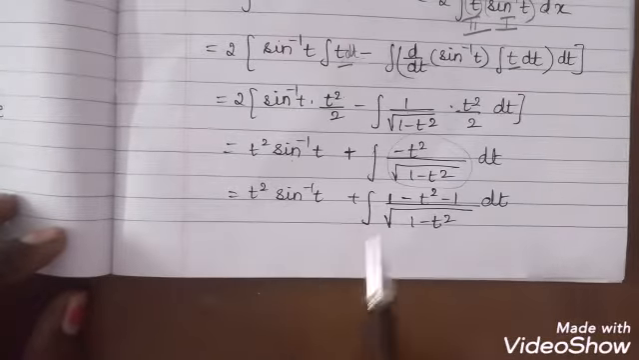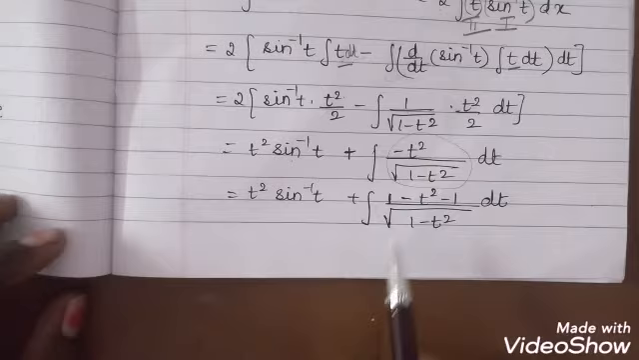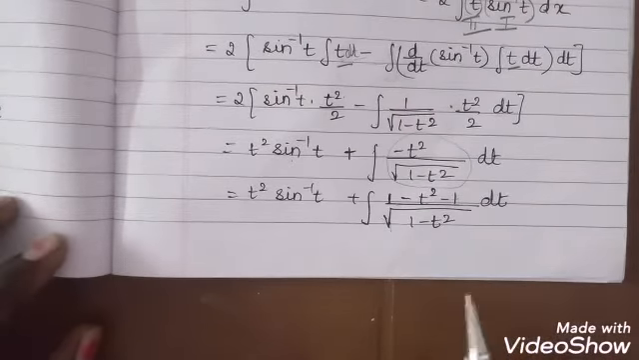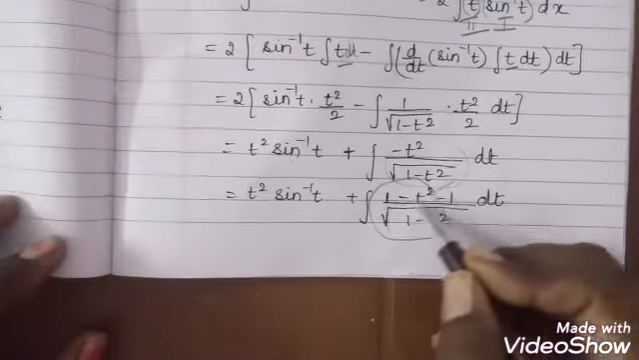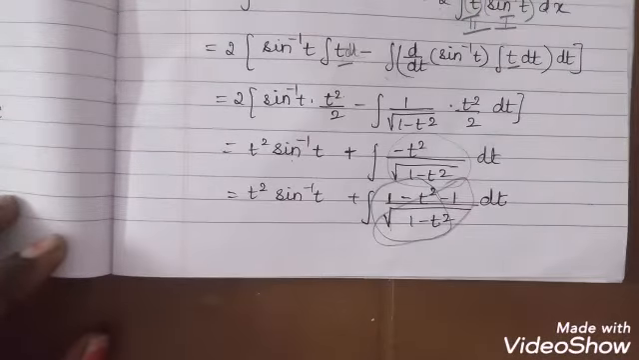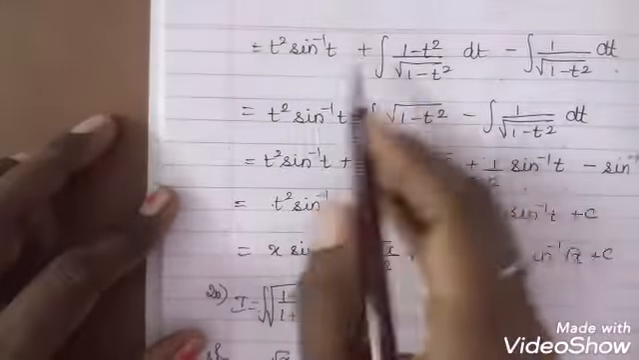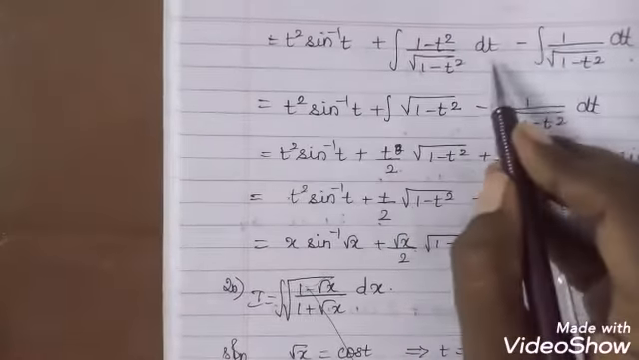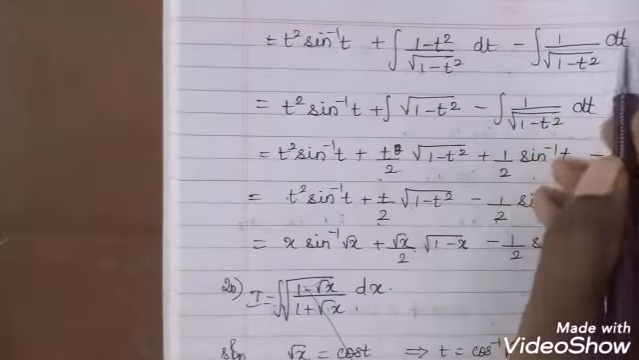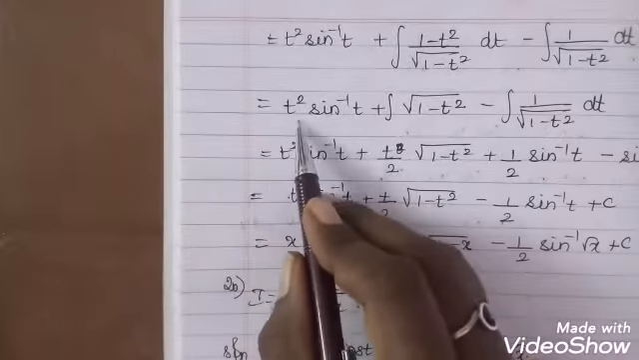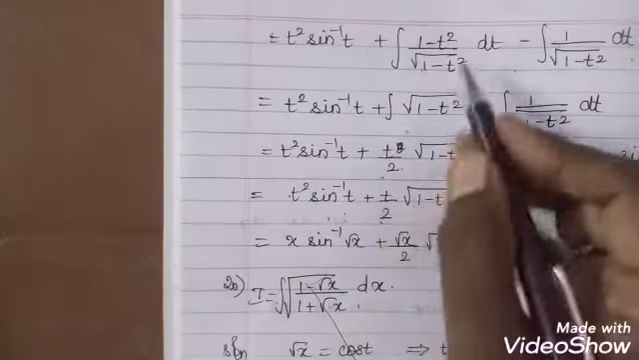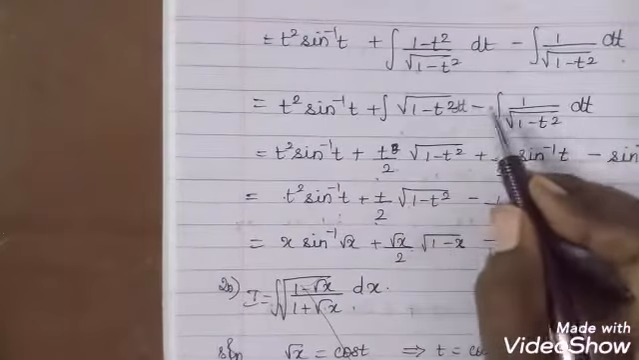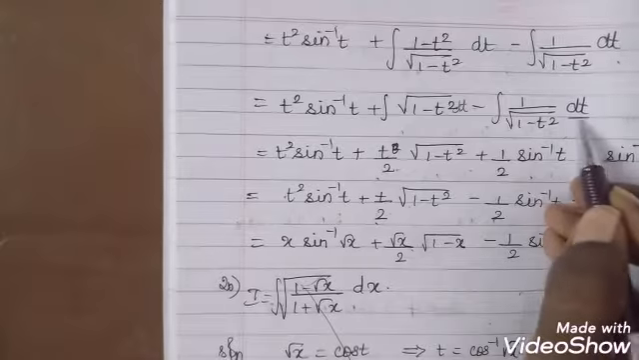So t squared sine inverse of t plus integral of, I will add and subtract 1 here. So it's 1 minus t squared minus 1 divided by root of 1 minus t squared dt. So after this I can just separate it as two separate integrands here and then integrate with respect to t. So here you have it as t squared sine inverse of t plus integral of 1 minus t squared by root of 1 minus t squared dt minus integral of 1 by root of 1 minus t squared dt. So here it is equal to t squared into sine inverse of t plus, when I rationalize it, it gets cancelled and you will be left with root of 1 minus t squared dt minus integral of 1 by root of 1 minus t squared dt.